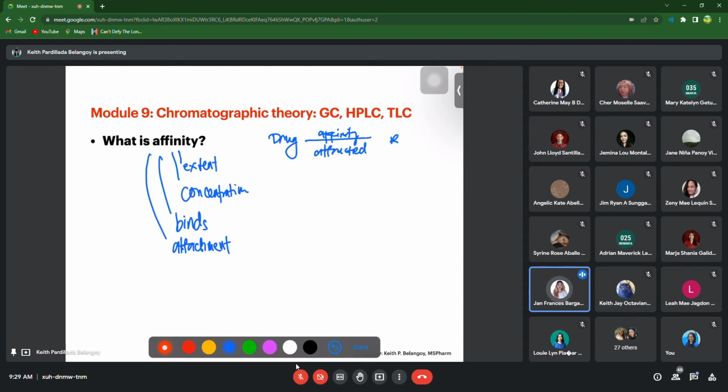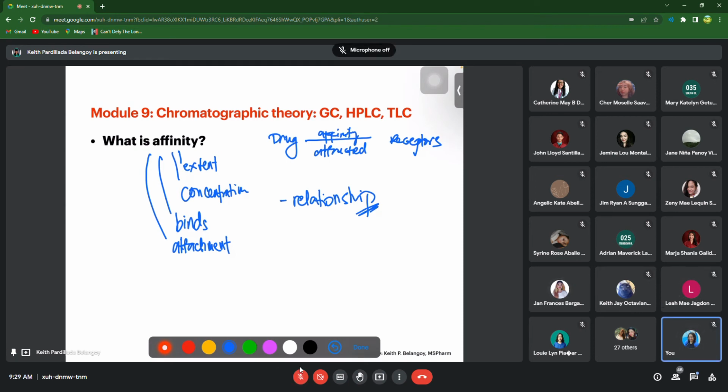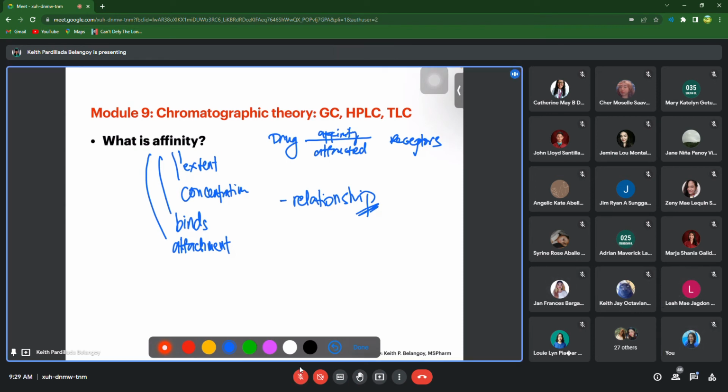And another example is couples, Miss, they have affinity to each other. Except for the singles, who have no affinity with their crush. Okay, very good association for the drugs and also for our life. In a relationship, there is really affinity.